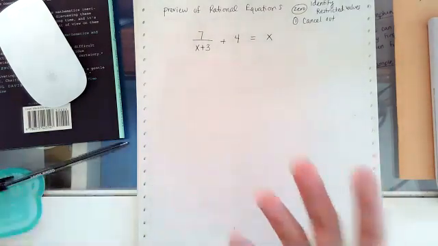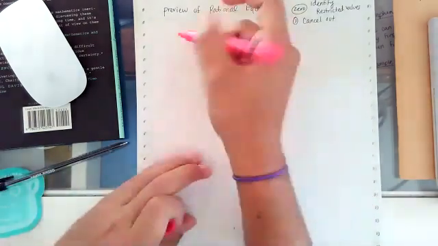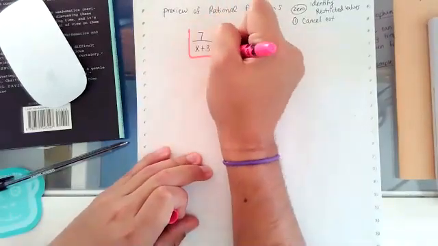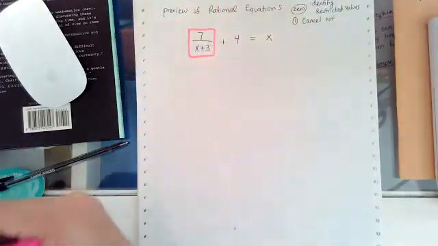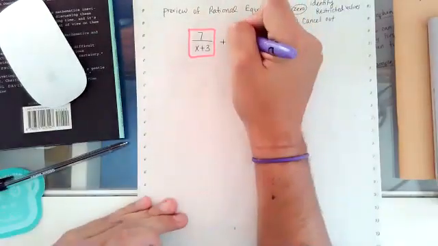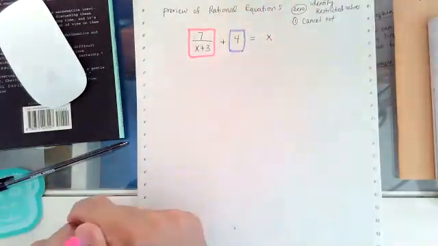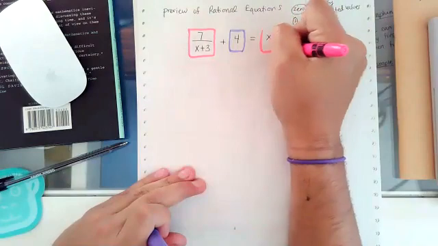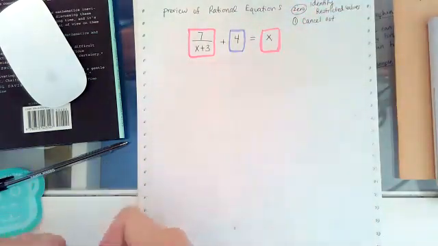So what you need to do is be able to look at these things and say, okay, this is a term. This is a term. And then I have a term on the other side of the equal sign. So there's 3 terms in this particular problem.